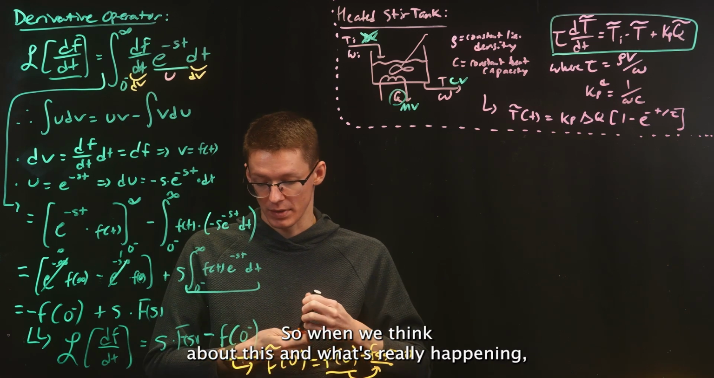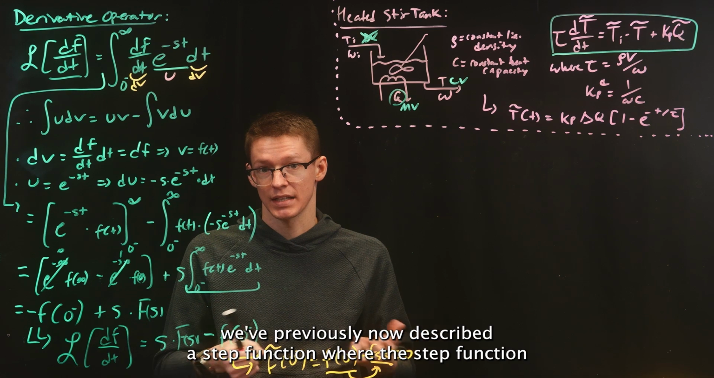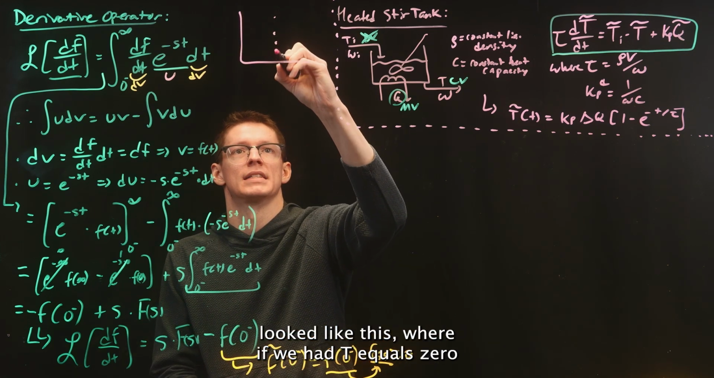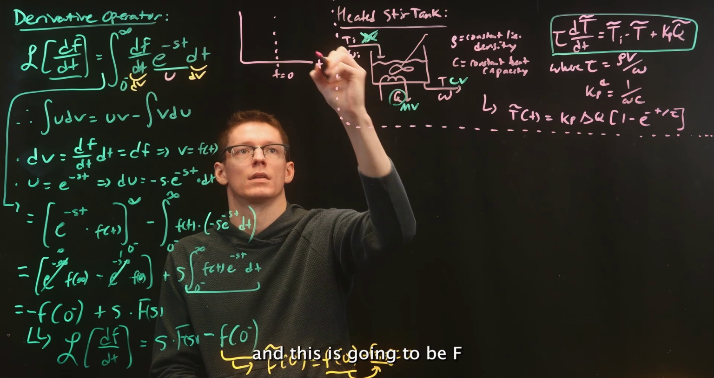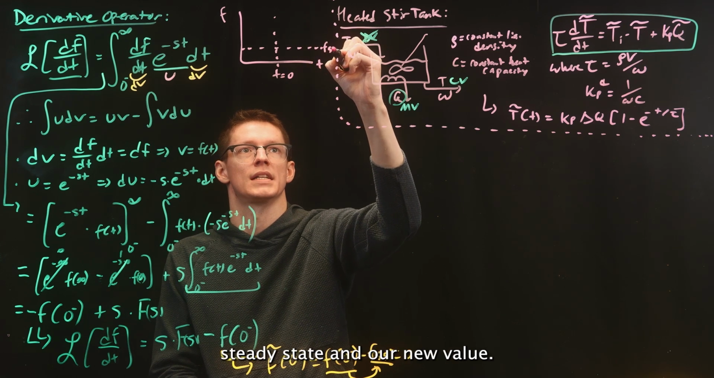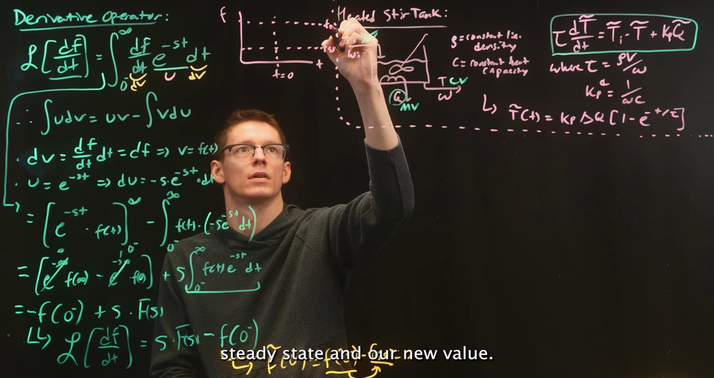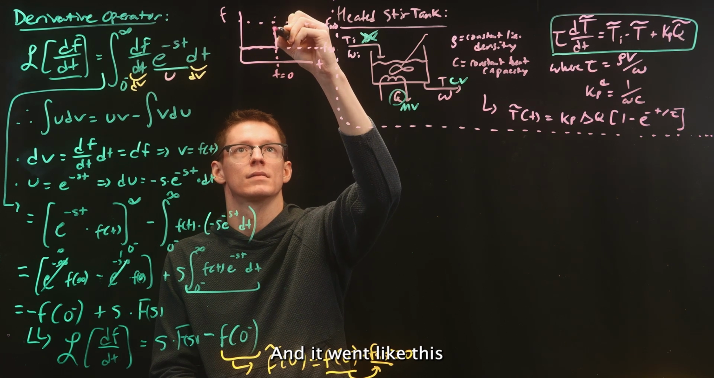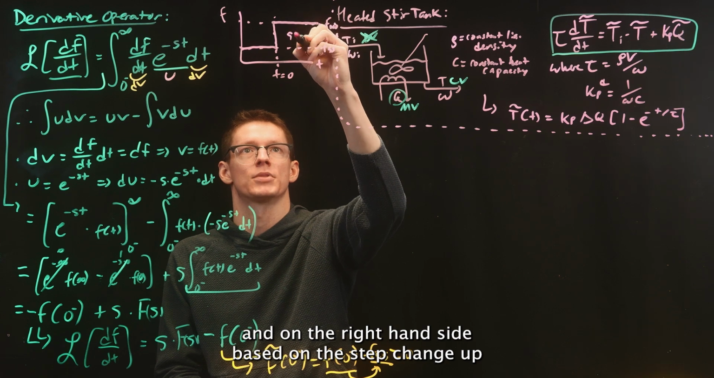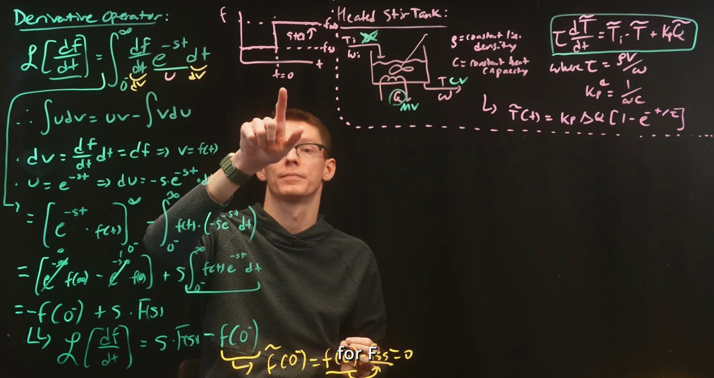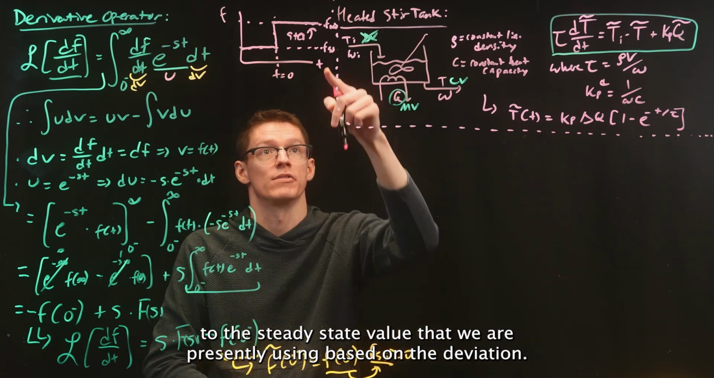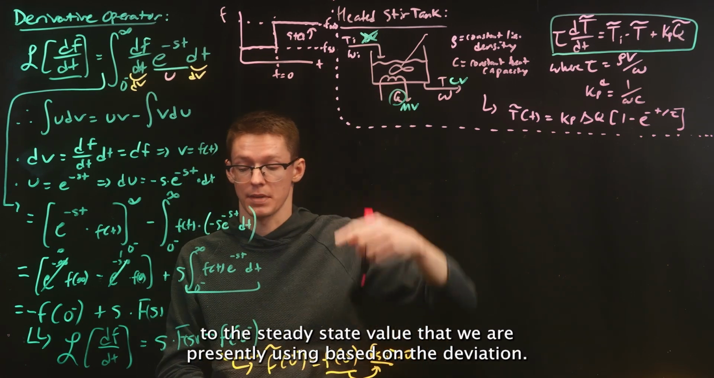So when we think about this and what's really happening, we've previously described a step function, where the step function looked like this, where if we had t equals 0, and this is going to be f, maybe our initial value, steady state, and our new value, and it went like this. And we were describing what's happening on the left-hand side and on the right-hand side based on this step change up for f. Here we are saying that on the left-hand side, this had to have been equal to the steady state value that we are presently using based on the deviation.